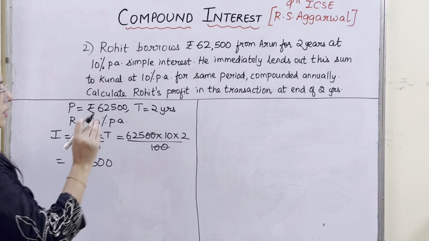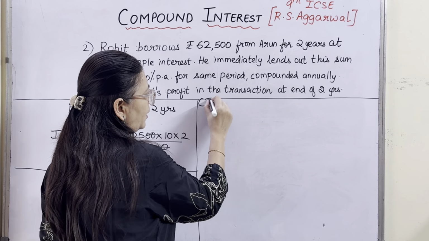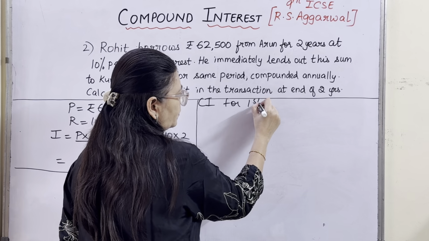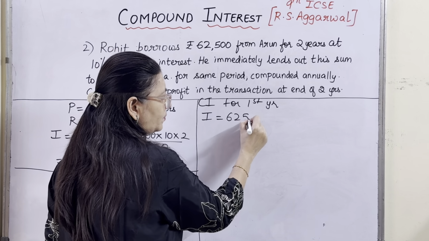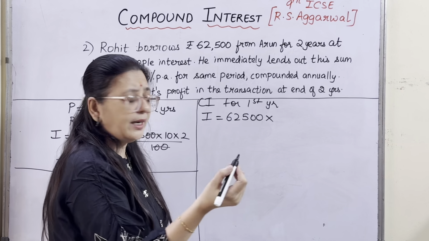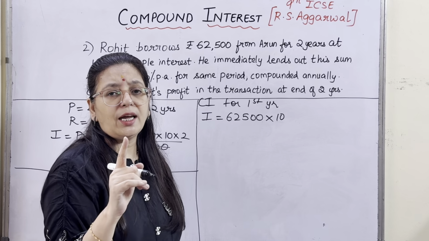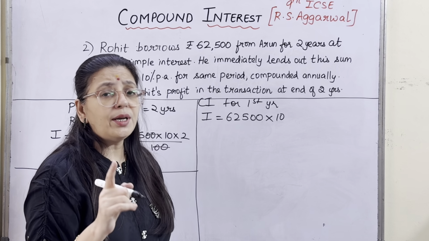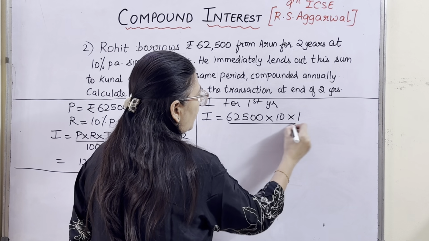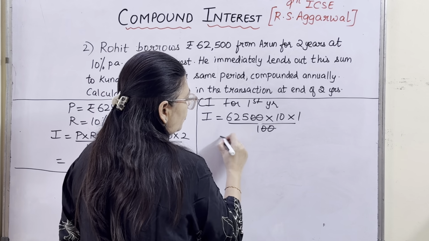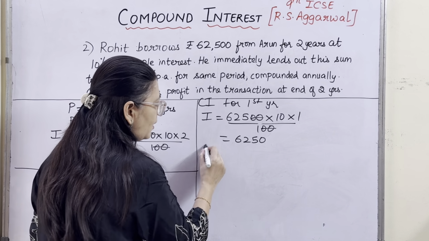Okay. Now let's find for compound interest. Compound interest for the first year. So same, I is equal to the same principal, rate is same, which is 10%, and here whenever we are calculating compound interest, we are going to find it on a yearly basis. So here we'll take T as 1 upon 100. So here the interest is 6250. Okay, so what is the amount?